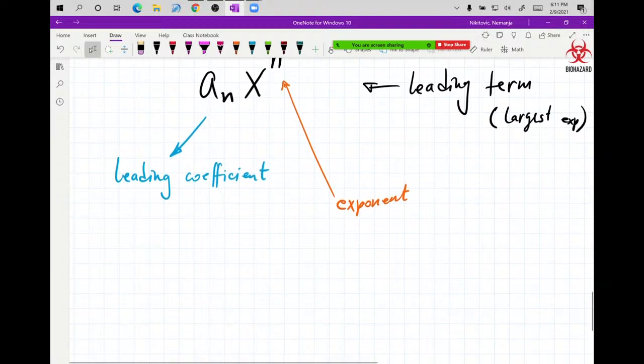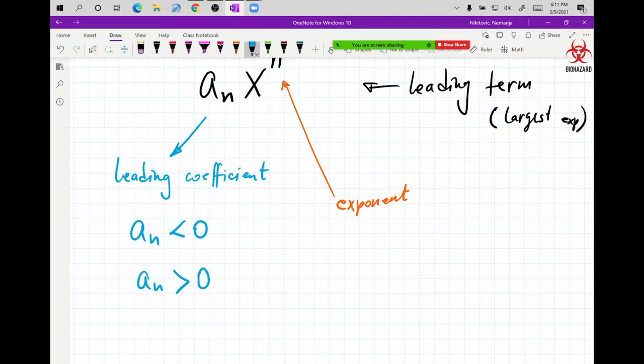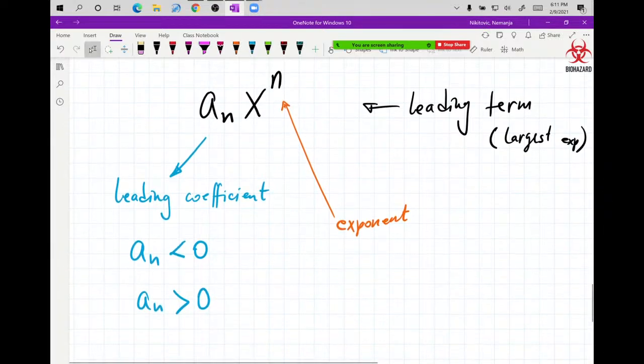Now, the leading coefficient is either going to be smaller or larger than 0. So an can be smaller than 0, or an can be larger than 0. And it cannot be 0, because if you put in 0, it's going to kill the leading term, because 0 times x to the n is just going to kill completely the order of the polynomial, right?